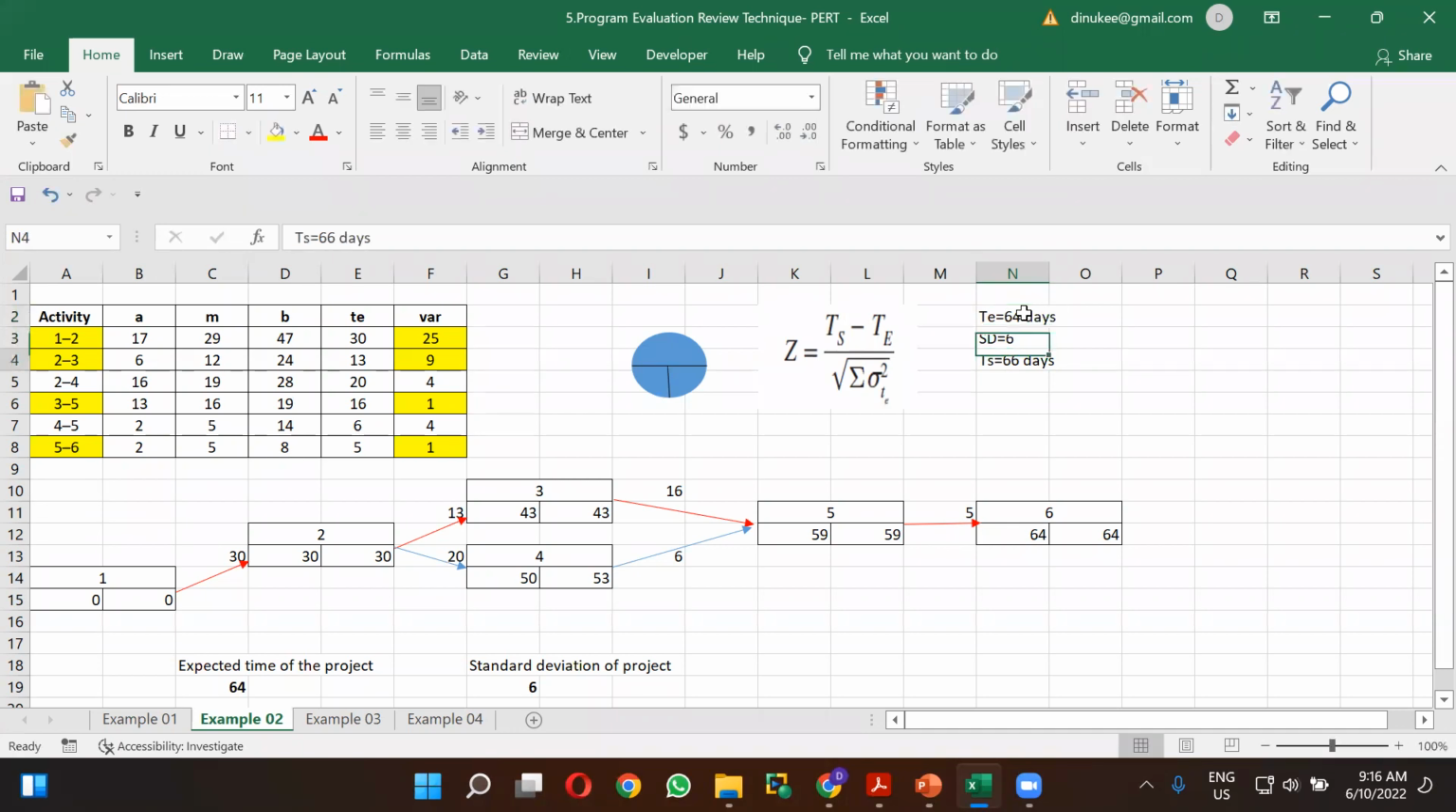So, can you calculate the probability? From the scheduled time of 66, you have to deduct the critical path duration, which is 64, and divide it by the standard deviation of the project, which is 6. So did you get 0.33?